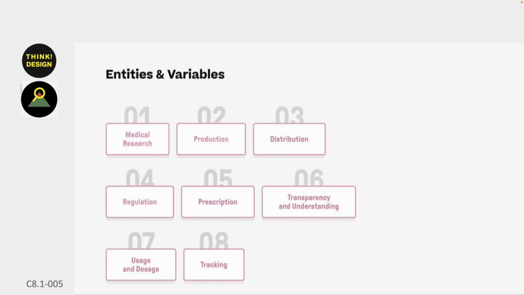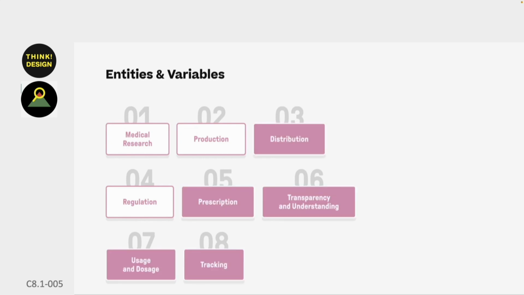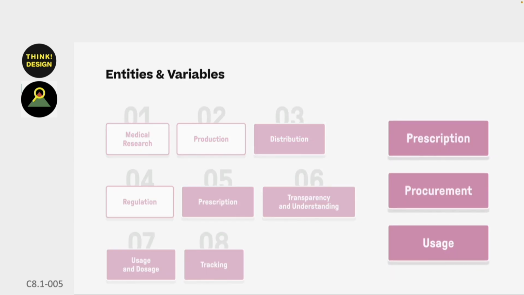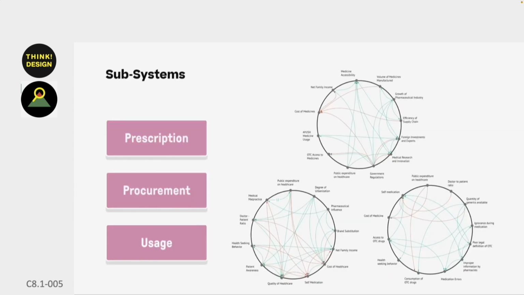We identified all the entities and variables in the healthcare system, and from these 8 major entities, we decided to focus on the consumer side of the system. That is distribution, prescription, transparency, usage and tracking, all of which can be better explained as prescription, procurement and usage. Subsequently, we created connection circles of each of these subsystems so as to not lose sight of the granular insights of interconnected elements that make them.